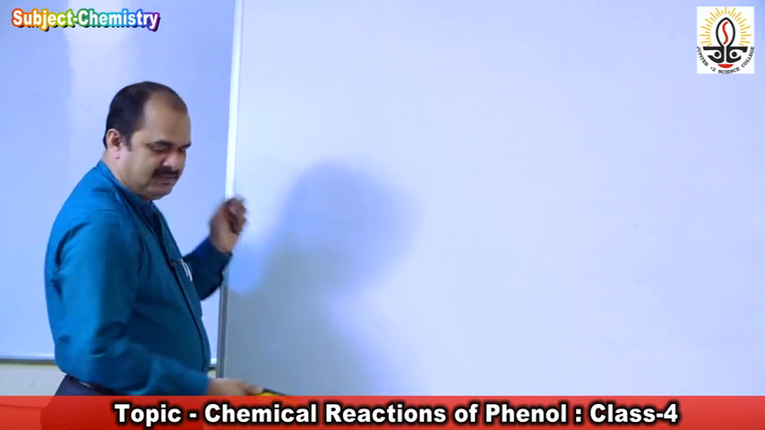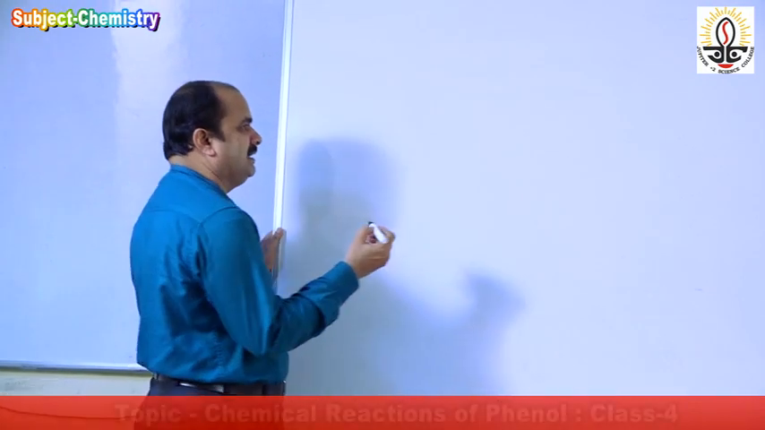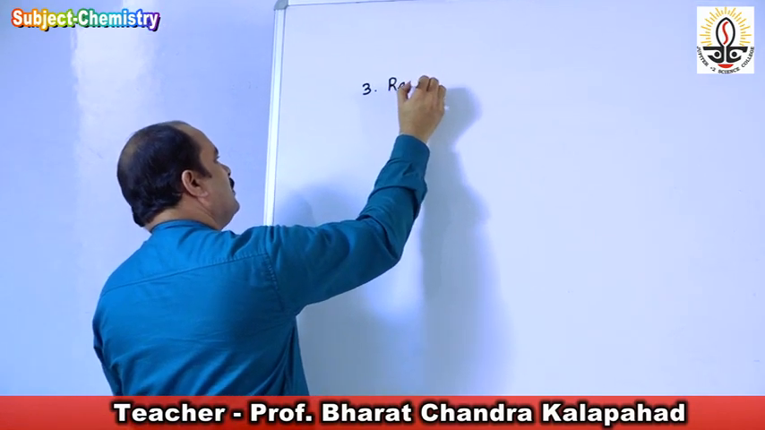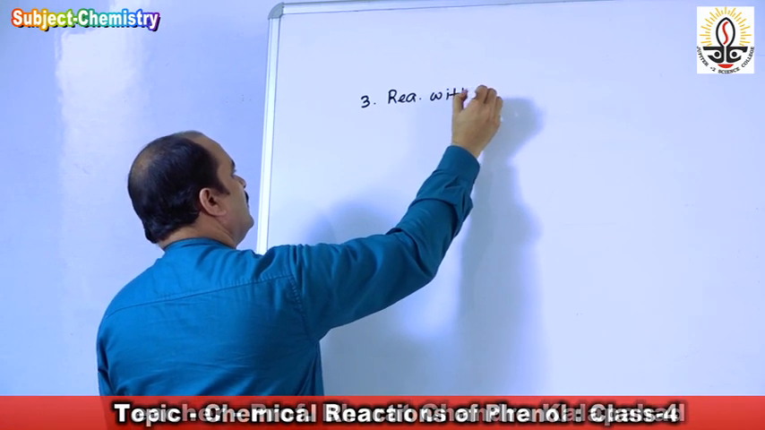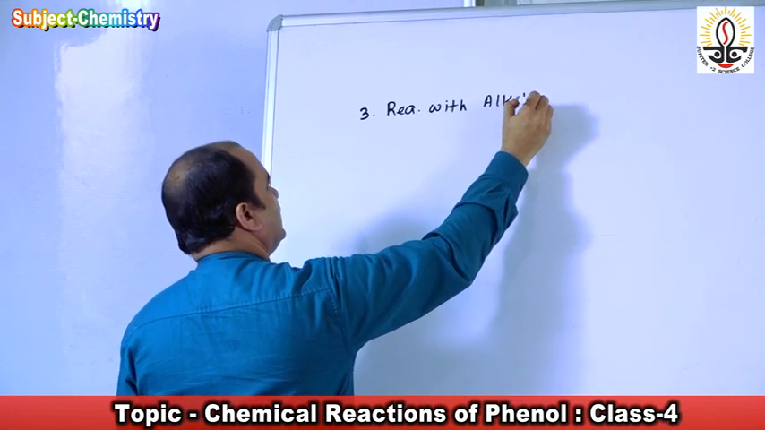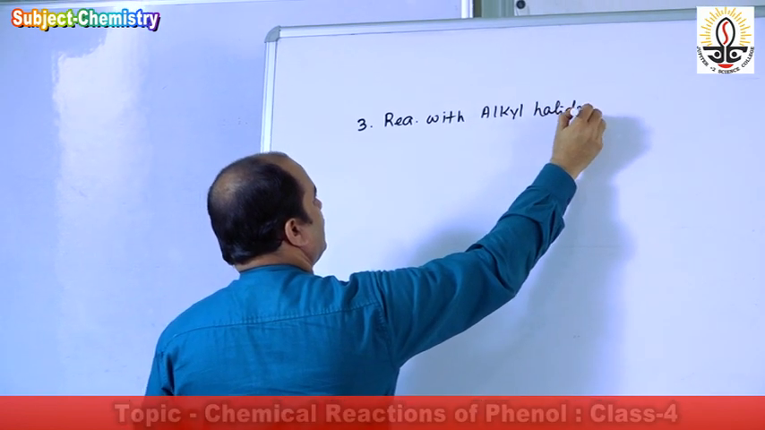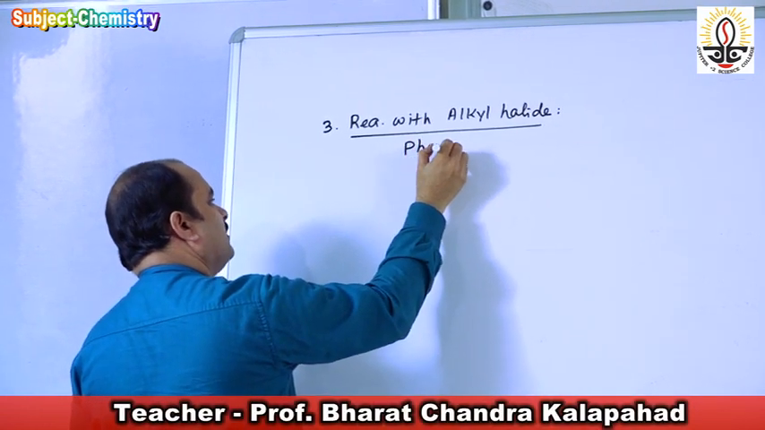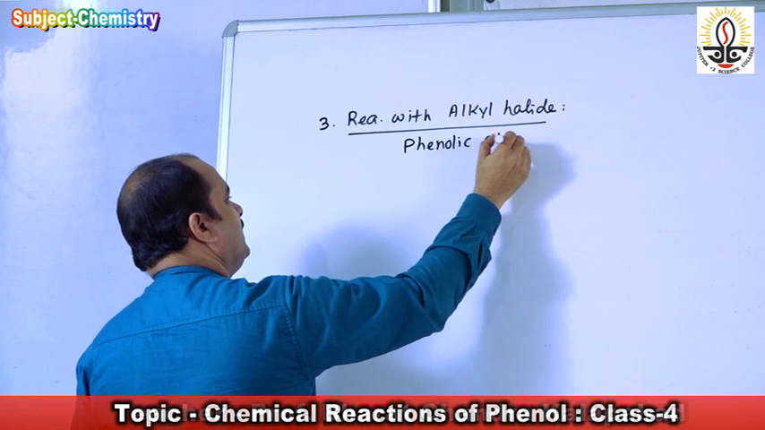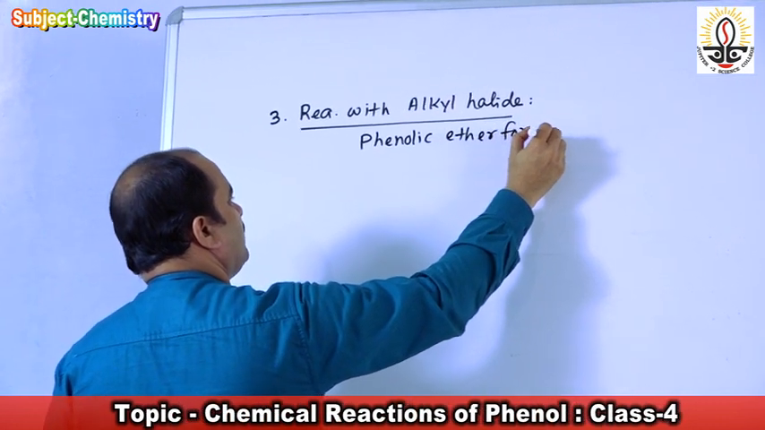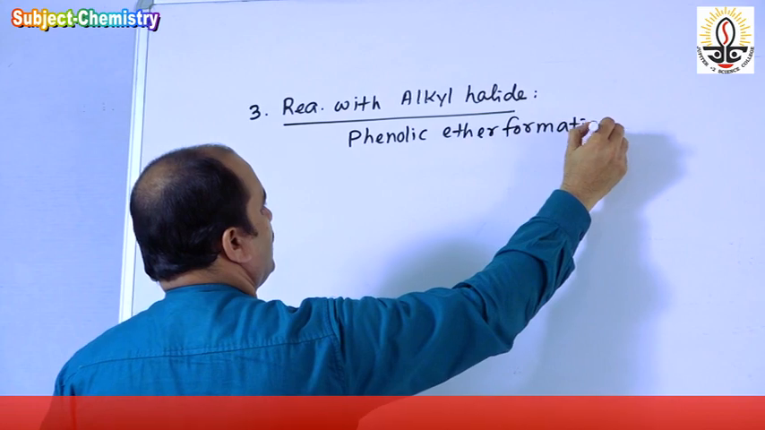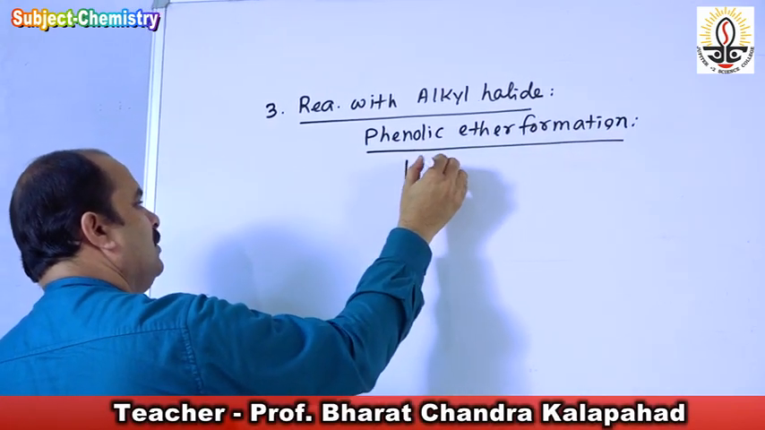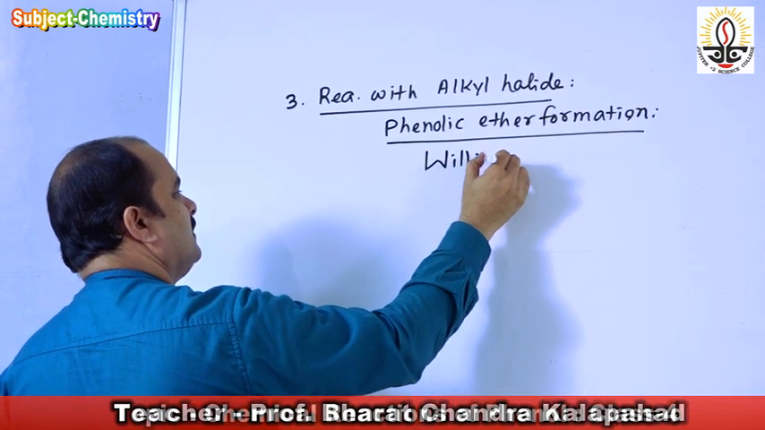Our next reaction is number 3, reaction with alkyl halide. That is phenolic ether formation. This reaction is also known as Williamson synthesis.